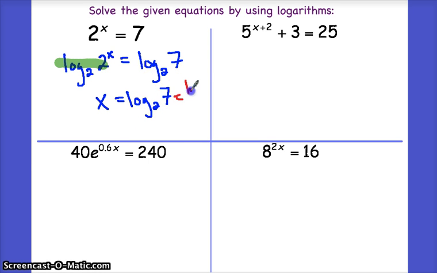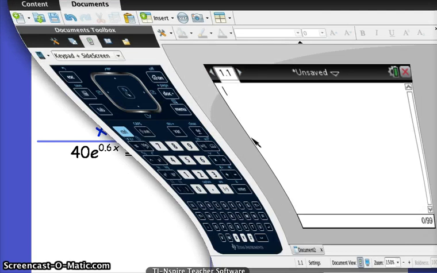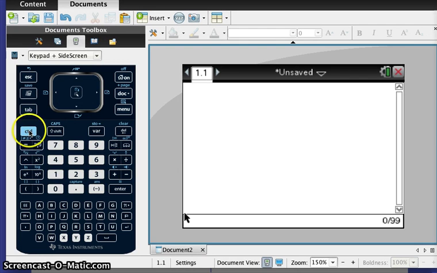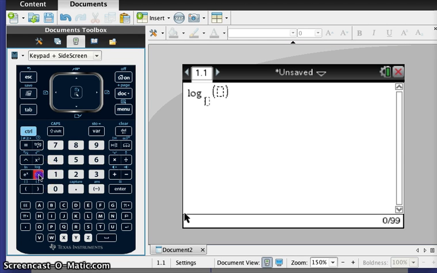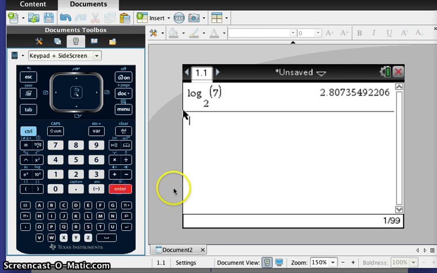Change this into natural log of 7 divided by natural log of 2. Or if you have a calculator where you can type in a log base 2, type that straight into your calculator, such as on a TI Nspire. We can just type in logarithm control 10 to the x, so as we get that log base 2 of 7, and we get a nice answer of 2.807.